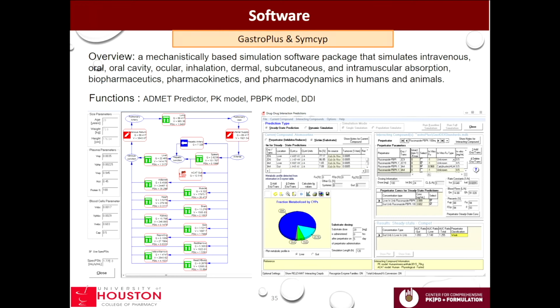And maybe it's safe towards the end. I know somebody asked a question about the difference between GastroPlus and Simcyp. What's the difference? I have the answer when we get into that section.